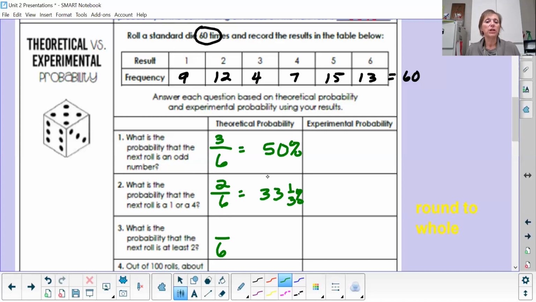Okay, now if you need refreshing on this, go back to yesterday's lesson or the day before, okay? What is the probability that the next roll is at least 2? Okay, so at least 2 means the littlest is 2. So 2, 3, 4, 5, 6. So that's 5 numbers. So we're going to 5 here. And when you divide that out, you're going to get 0.8333, so I'm going to call that 83.3%.